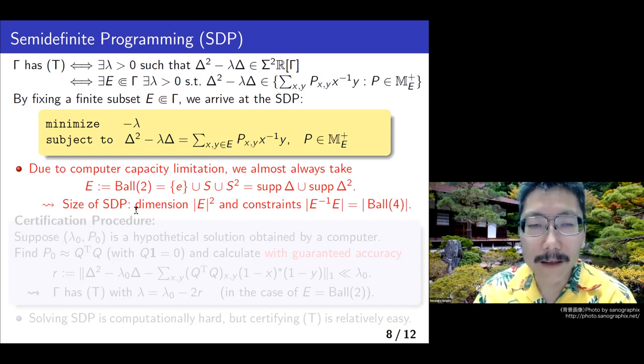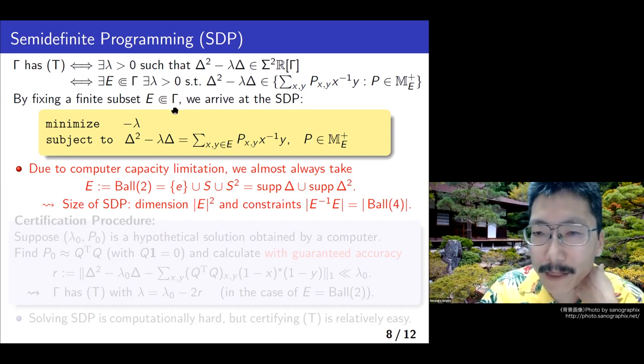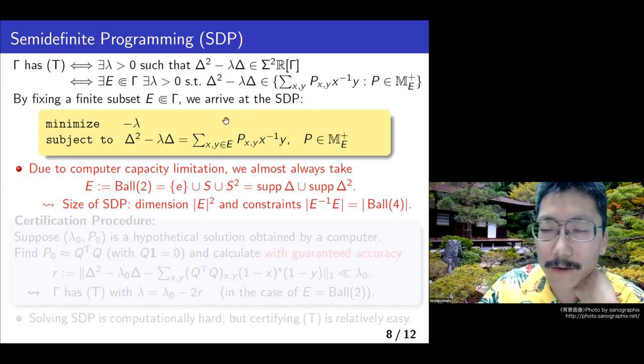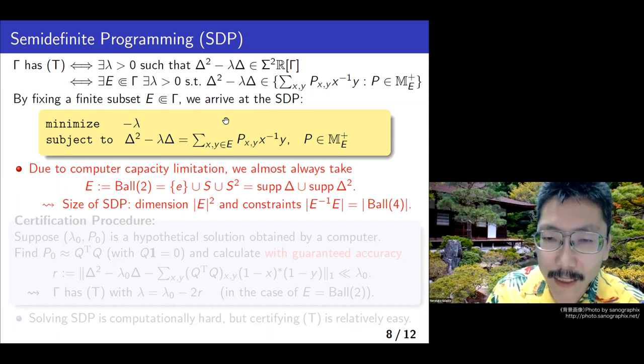In fact, our computers are so weak at this point. First of all, semi-definite programming is a generalization of linear programming. In linear programming, you have several linear equations and inequalities.